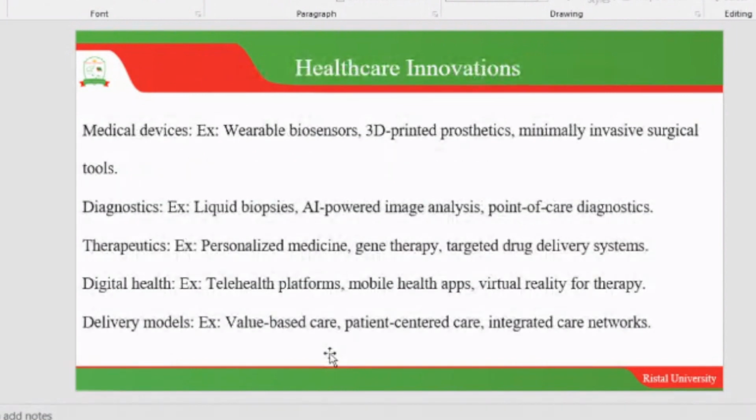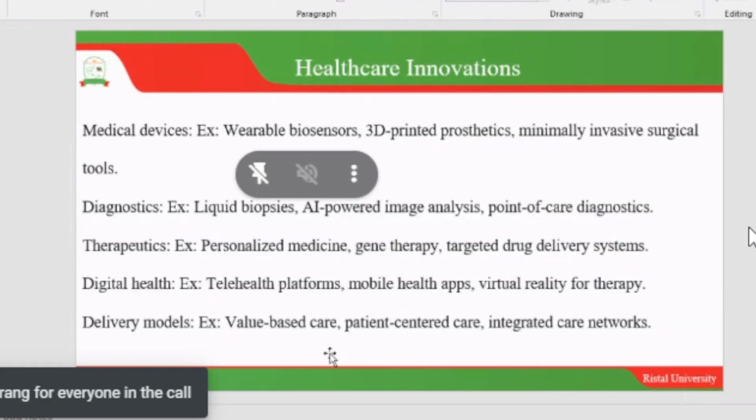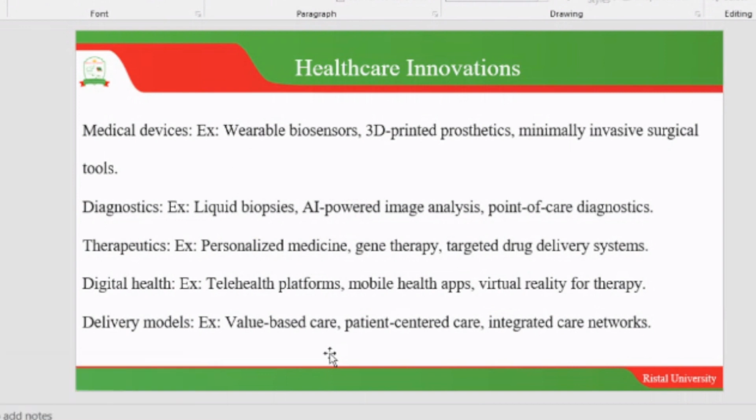So healthcare innovations are very diverse, and I hope each and every one of us can really name an innovation in healthcare. But a few of them that we have put up include medical devices. Yesterday we were talking about those smartwatches that are able to monitor our heart rate, our saturation of oxygen.